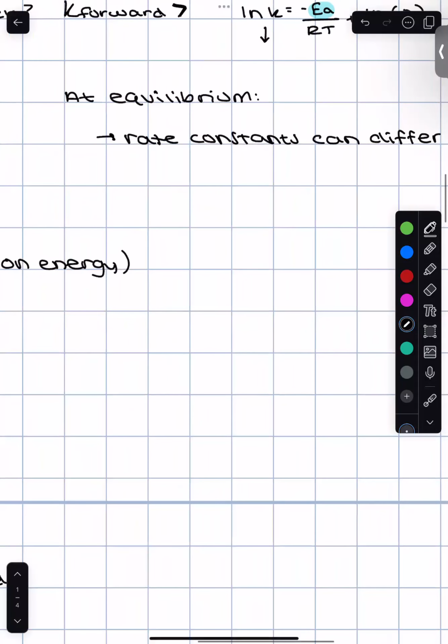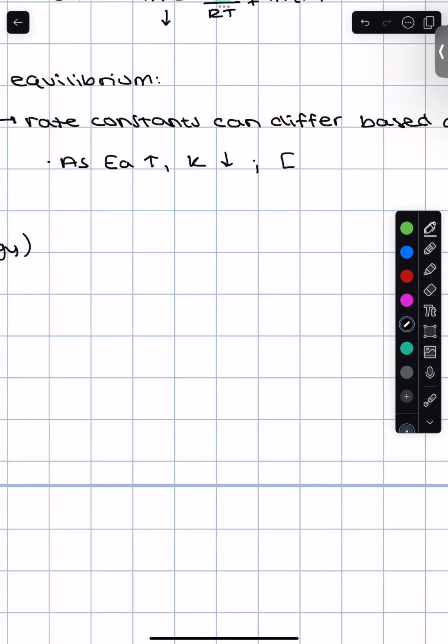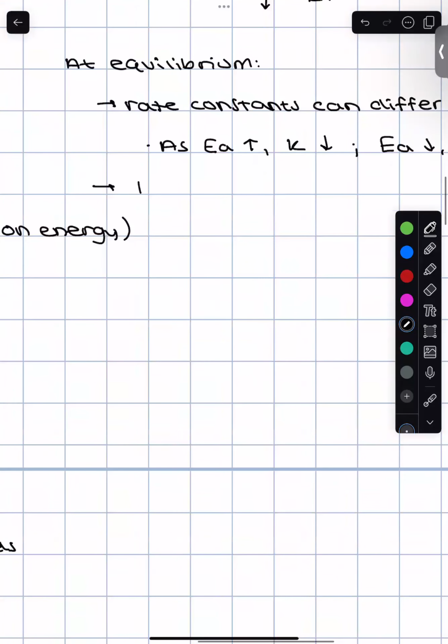And then just to summarize that trend, like Ella was asking, as that activation energy is going to increase, K is going to decrease. If Ea decreases, K is going to increase. But rate, I'm going to put this in all caps, RATES are always equal.